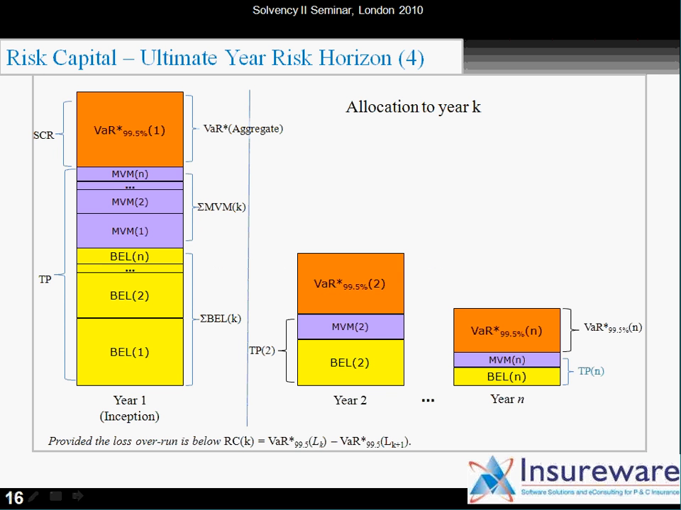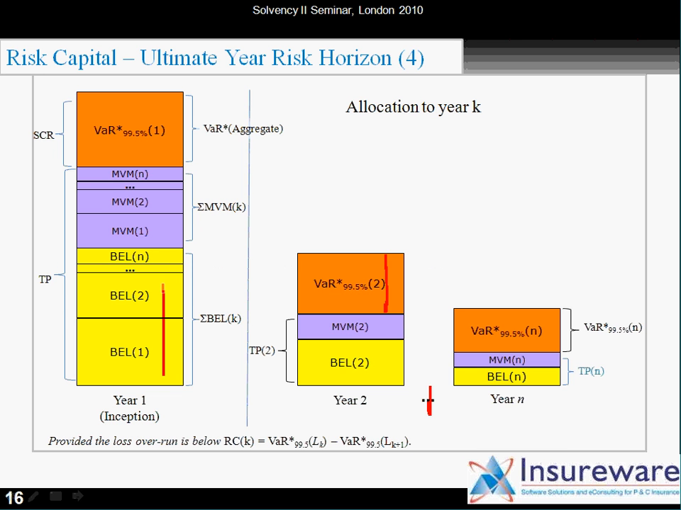Conceptually, the ultimate year risk horizon is very much simpler than the one-year risk horizon. At the beginning of any year, the capital you need to have at the 99.5 percentile is the VaR of the aggregate distribution from year 2 to year N. If you're looking at the Kth year, it's year K to year N. The market value margin you pay to the capital providers for holding that risk capital for 1 year is based on that. It's the spread multiplied by that amount, and of course you can discount it to inception.